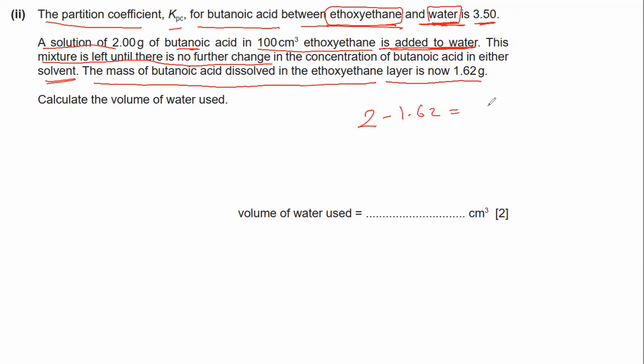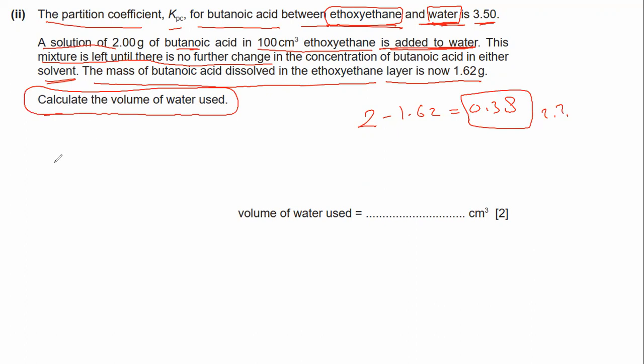That means we have 0.38. But what is this 0.38? What do you think? Think about it. Calculate the volume of water used. We need the volume of water used. So KPC equal to the concentration in ethoxyethane over the concentration in water.